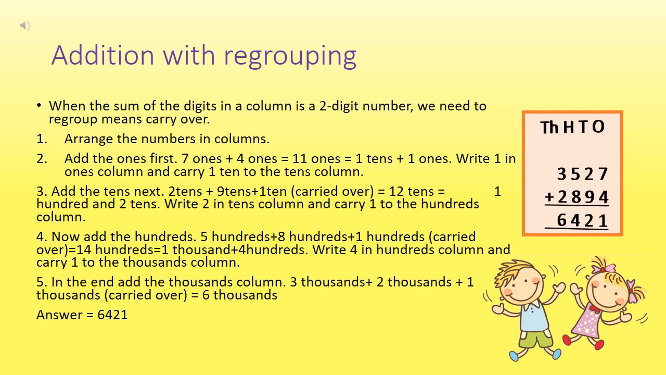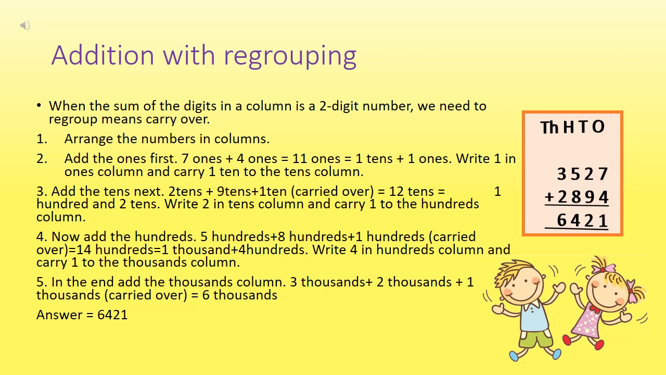Next we had learned addition with regrouping, meaning addition with carryover. And for this we had learned that when the sum of the digits in the column is a two-digit number, we need to regroup, meaning we need to carry over. And for this we arrange the numbers in columns first of all. Then we add the ones first. For example, if we are going to add 3527 with 2894, what will we do?